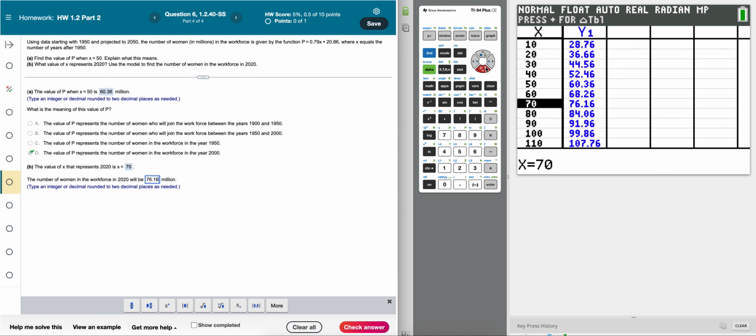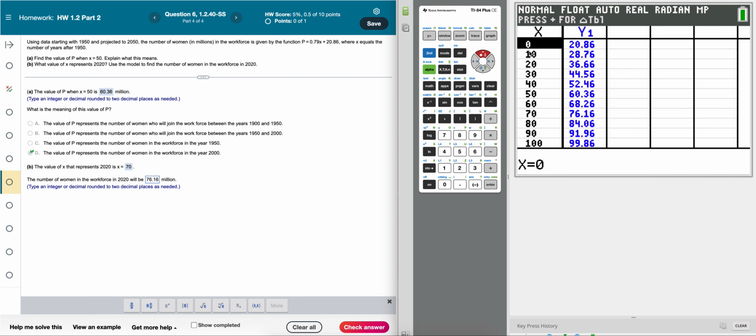If I come back to my table, I'm going to come back here to x equals 0. If I want to change it back to where the x values are going up by ones, hit plus 1, enter, and there it goes. This is just a shortcut for using the table.